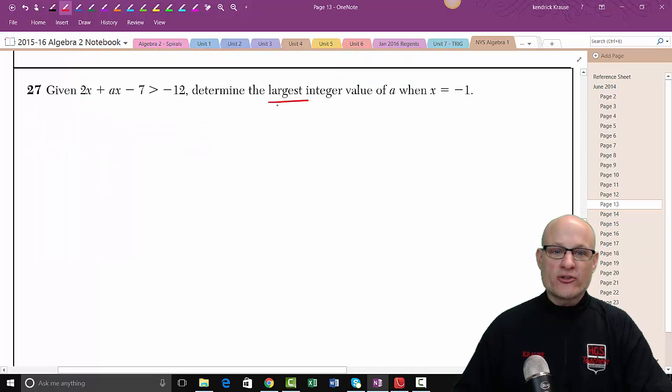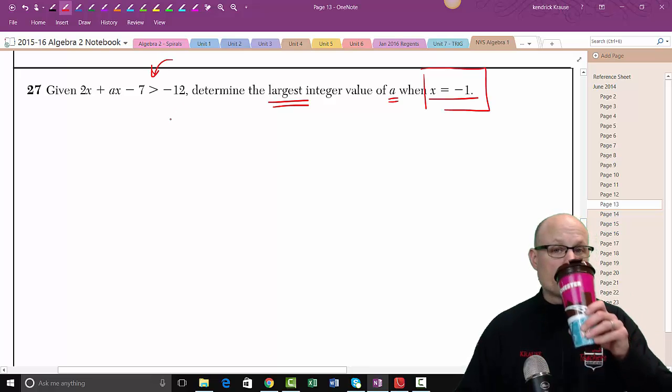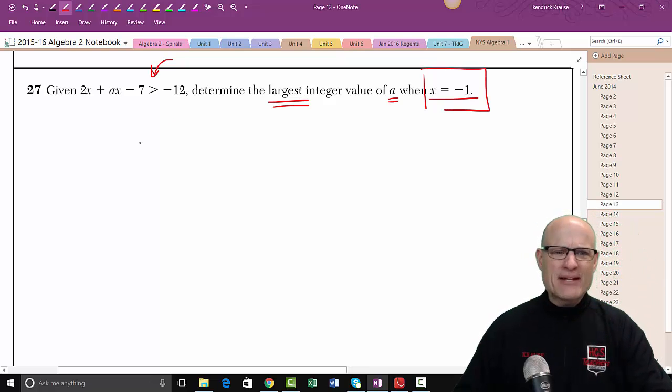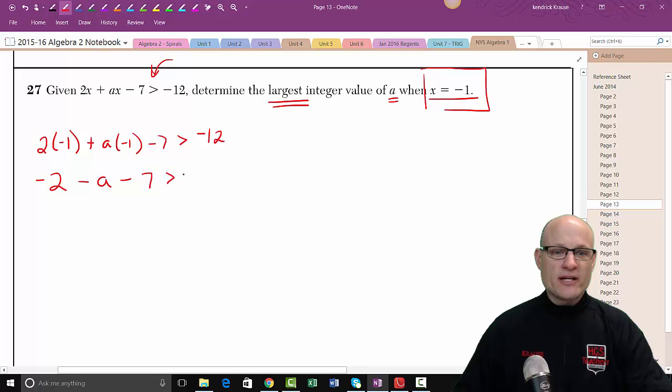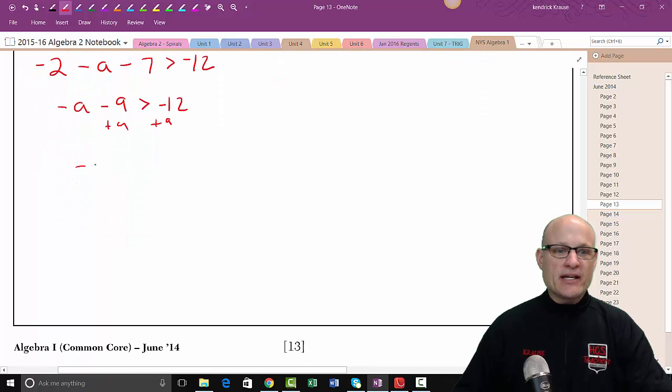It said determine the largest value of A when x is -1. Now, by plugging in -1, especially with an inequality problem, they are really trying to trick you. So we're going to plug in that -1. Now this is -2 minus A minus 7 greater than -12. You have to show your work. -A minus 9 greater than -12. Add 9. I mean, I don't have to show this work. Sorry, I'm at the bottom of my page again. And I get -A is greater than -3.